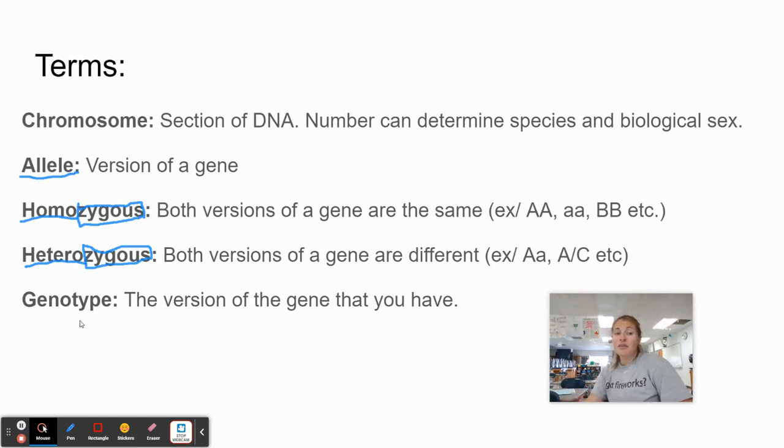The last term here is a genotype. This is the version of the genes that you actually have. So this is a genotype. This is a genotype. That is the version that you actually have.